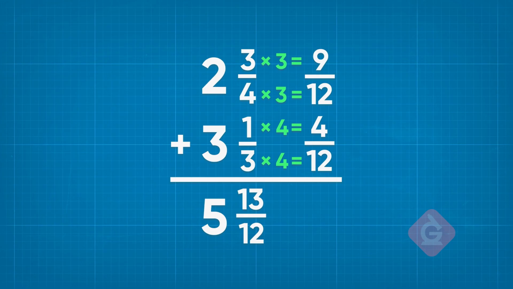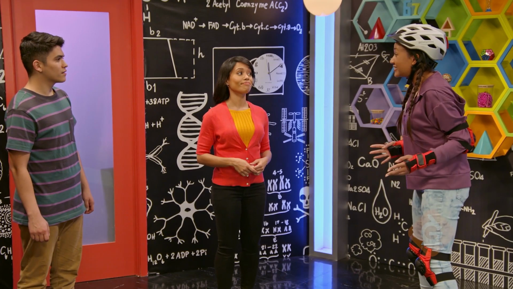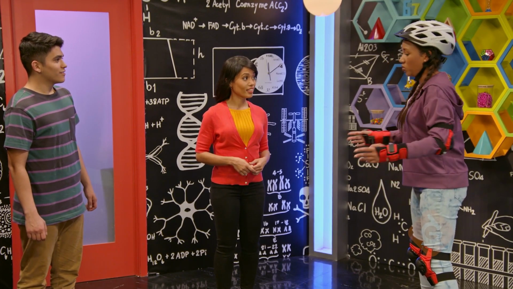I know that 13 twelfths is the same as 12 twelfths plus 1 twelfth. And 12 twelfths is the same as 1. So this answer can be rewritten as 6 and 1/12. Wow, I rollerbladed 6 and 1/12 miles? No wonder I'm so sore.